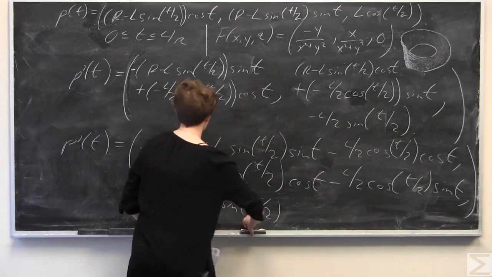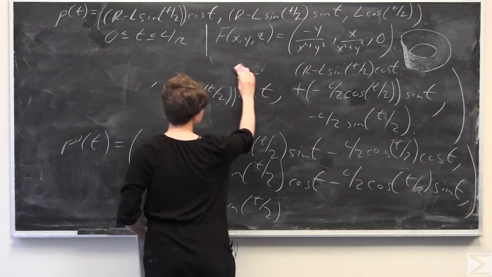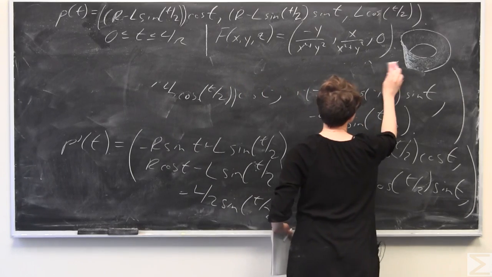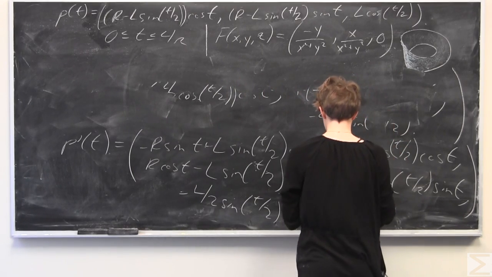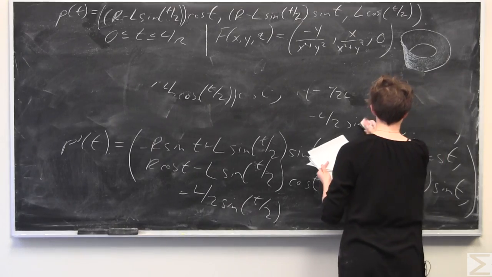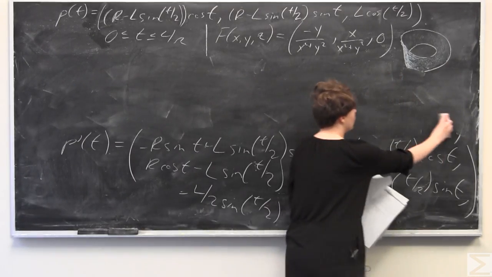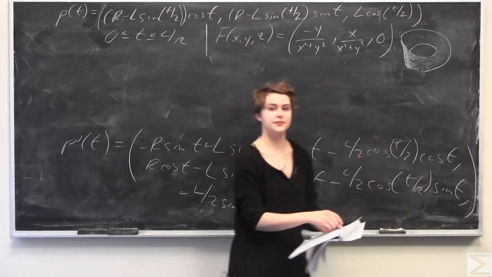Okay, so I'm going to go ahead and erase this up here. So now we have a couple steps left to do. We need to calculate f of p of t, and then we're going to need to take the dot product of f of p of t with p prime of t, and then integrate.